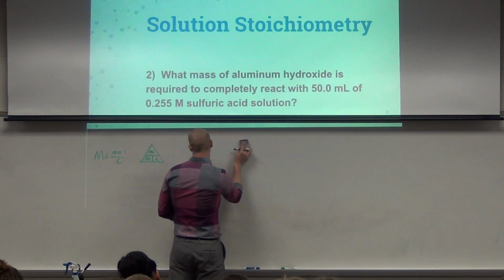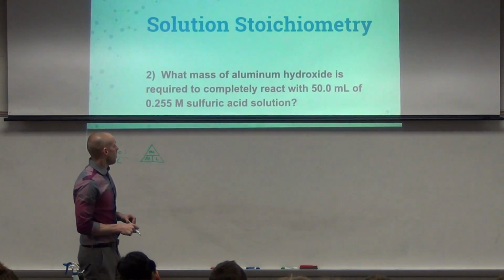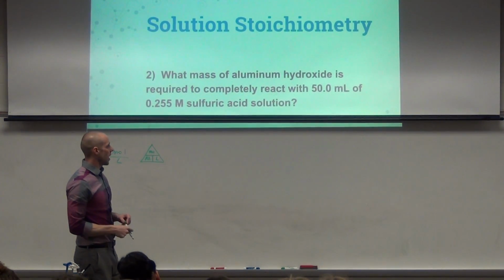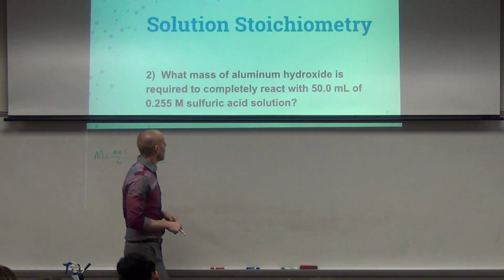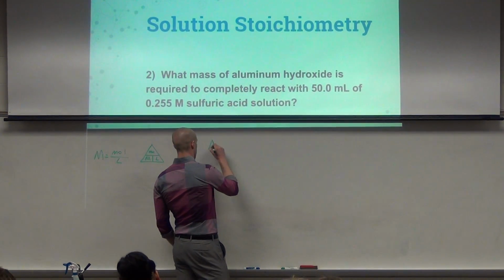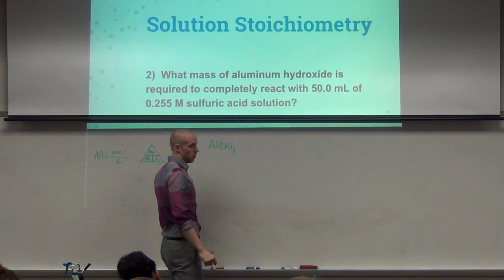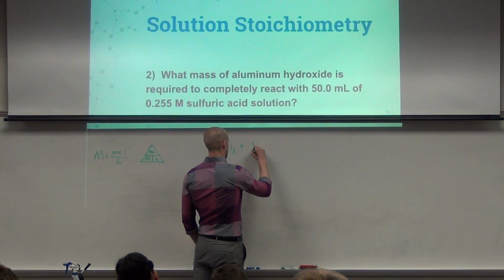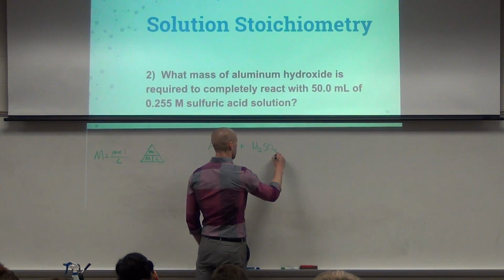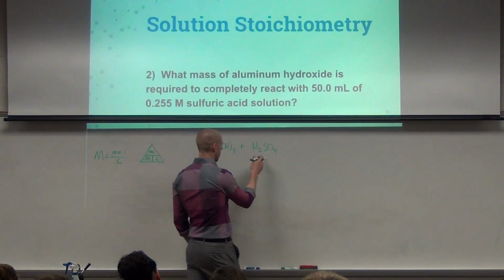So let's take a look. It says, what mass of aluminum hydroxide is required to completely react with 50.0 milliliters of 0.255 molar sulfuric acid? So we got aluminum hydroxide, Al(OH)3. Aluminum's charge is 3 plus. We're adding that to sulfuric acid, H2SO4. Now, when those two react, we're going to get aluminum sulfate and water.